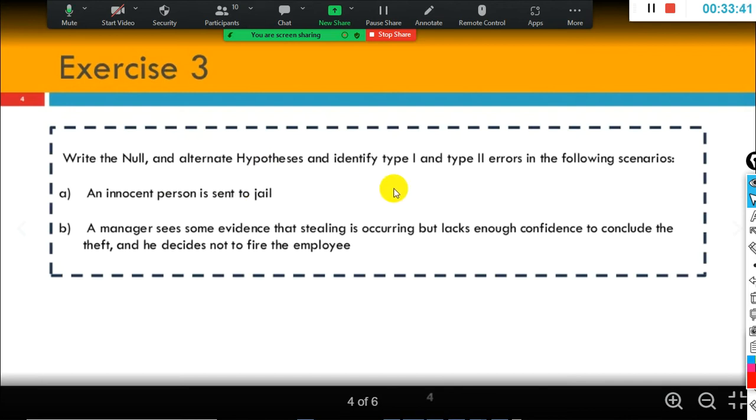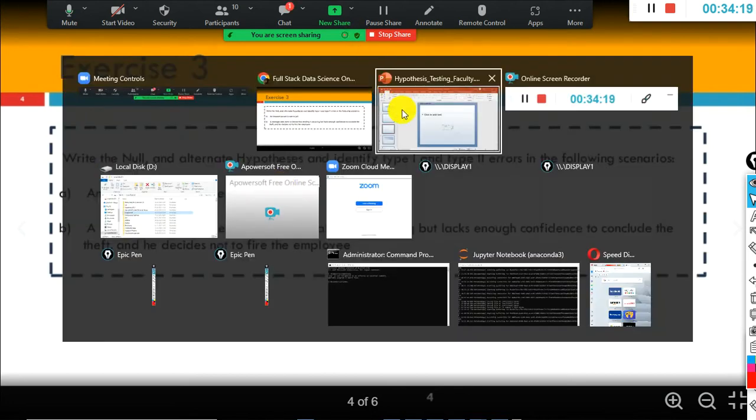Write the null and alternative hypothesis and identify type 1 and type 2 errors in the following scenarios. An innocent person is sent to jail. For this, you need to write the null and alternative hypothesis. This is a very, very important thing. What is the null hypothesis here? The null hypothesis: the person is innocent. The alternate hypothesis is the opposite: the person is guilty.